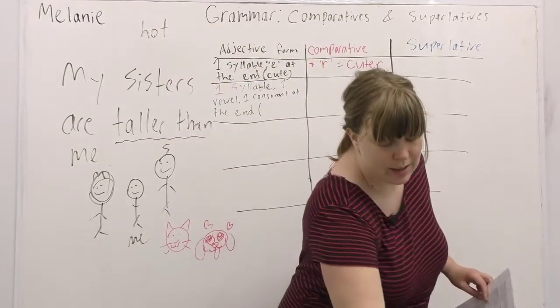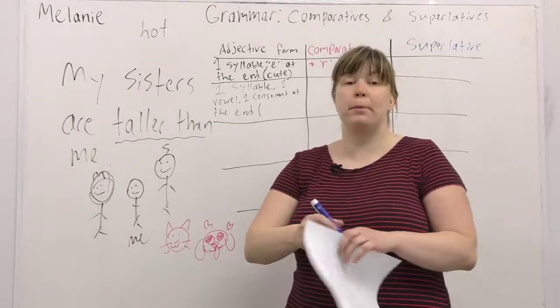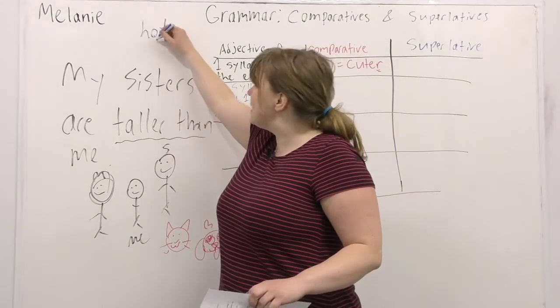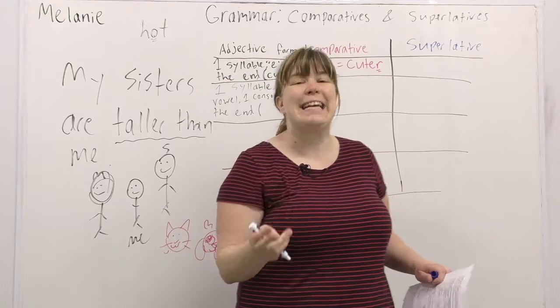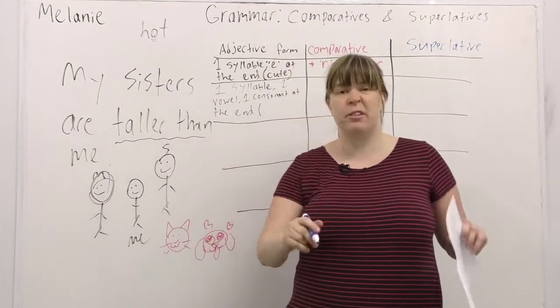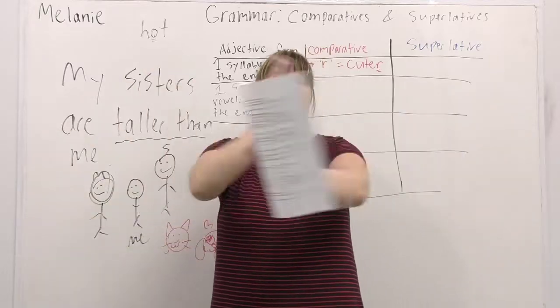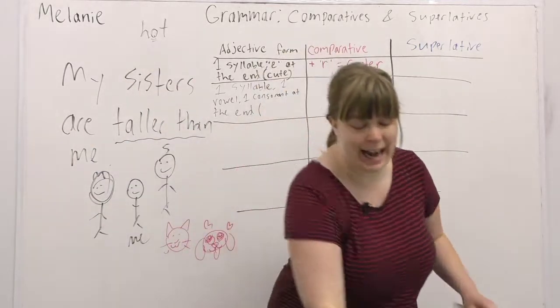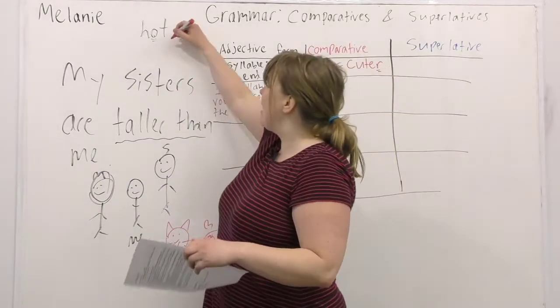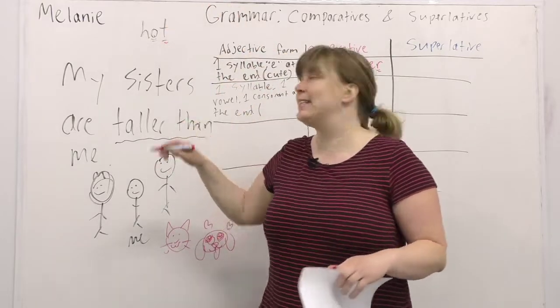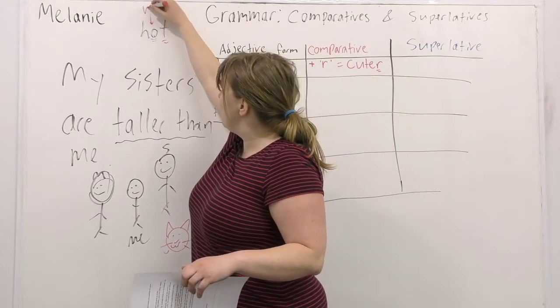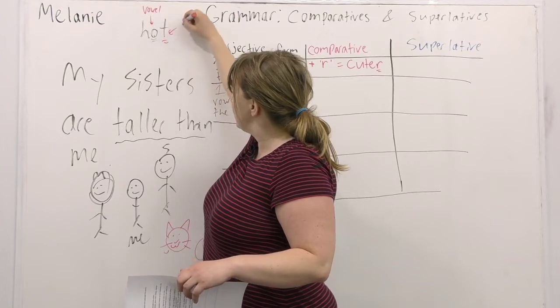H-O-T, hot. All right, so if we remember, the vowel is O. A-E-I-O-U. Those are all vowels. Anything that is not A-E-I-O-U is a consonant. So we got vowel, consonant.